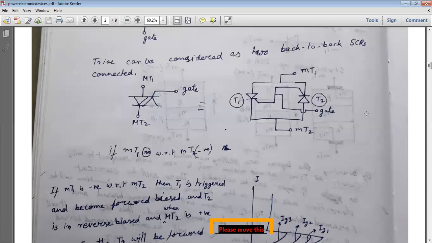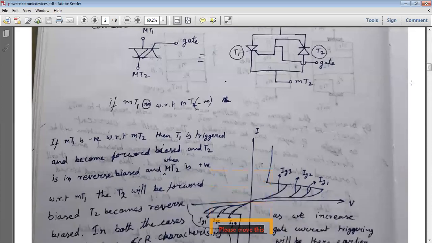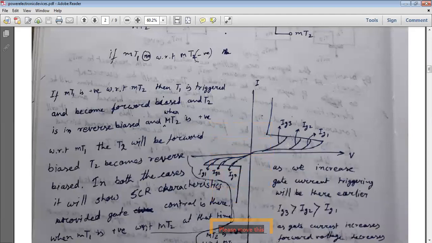When MT1 is positive with respect to MT2, you can see the characteristics are the same as the diac, but with the application of a gate signal, the conduction can be started earlier.